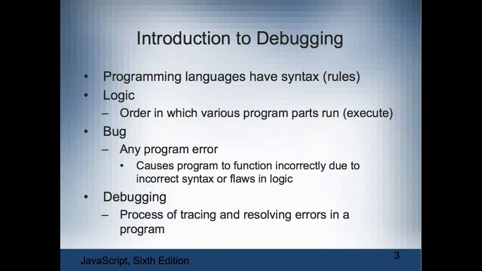A bug refers to any program error. Bugs cause the program to function incorrectly due to incorrect syntax or flaws in logic. Debugging is the process of tracing and resolving errors in a program.